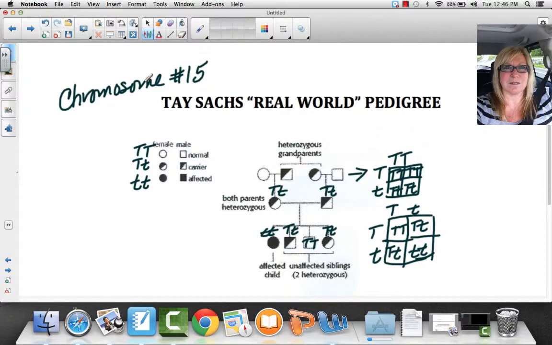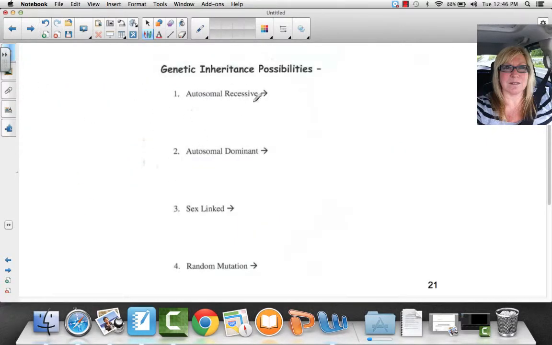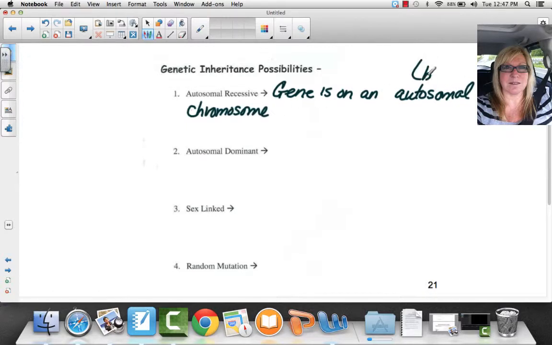So let's now look at the different types of genetic inheritance possibilities. Most of what we've been talking about is this first one, autosomal recessive. That's the ability to taste PTC, that's a recessive trait, and Tay-Sachs, which affects the number 15 chromosome. That's also a recessive trait. So what does that mean, autosomal recessive? Well, it means that the gene is on an autosomal chromosome. And remember, autosomal chromosomes are our body chromosomes.